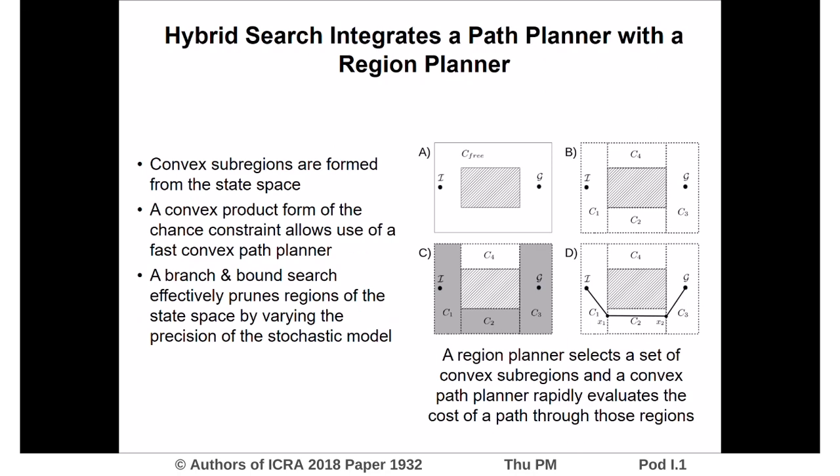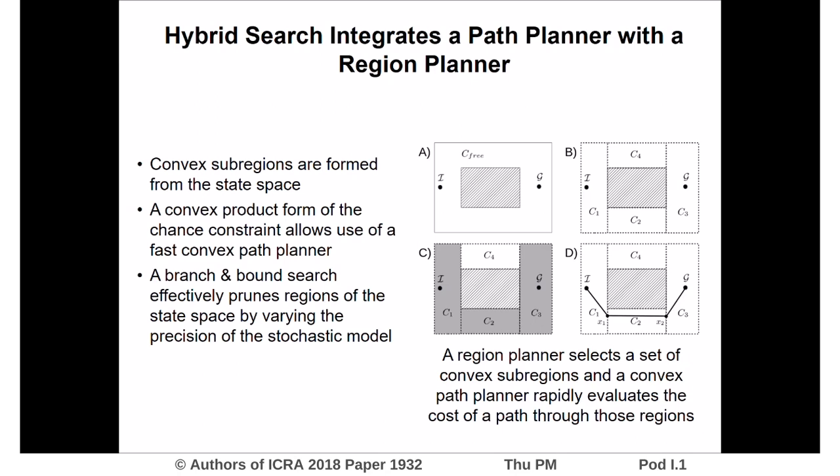Our algorithm proceeds by using a hybrid search. We use a branch and bound graph search as a region planner and a convex optimization routine as a path planner through a set of regions. A convex form of the problem's chance constraint is used that allows us to use a fast convex optimization routine for evaluating the cost of paths.